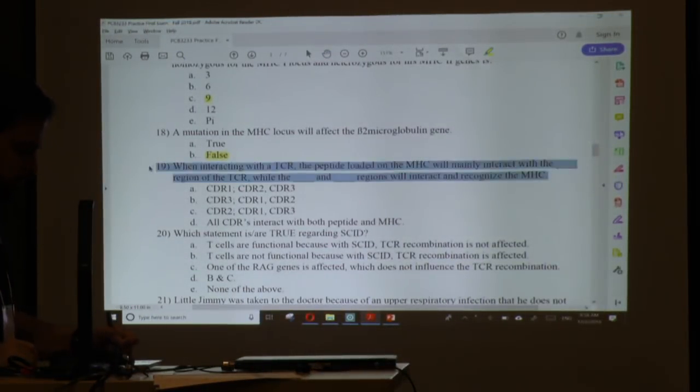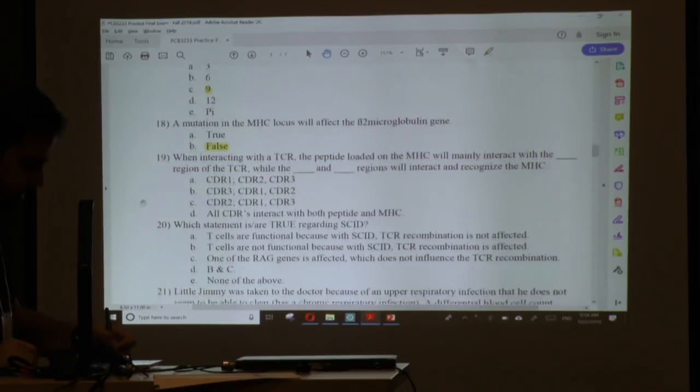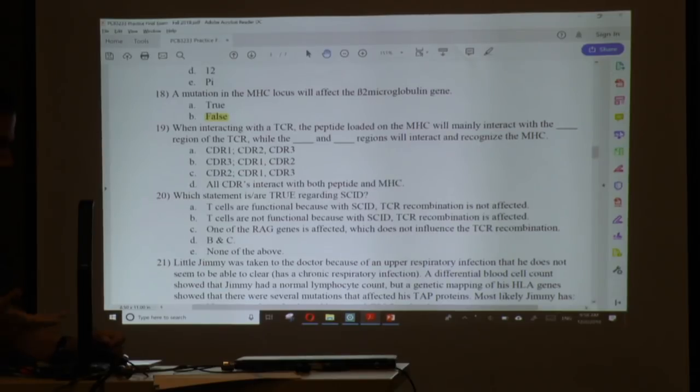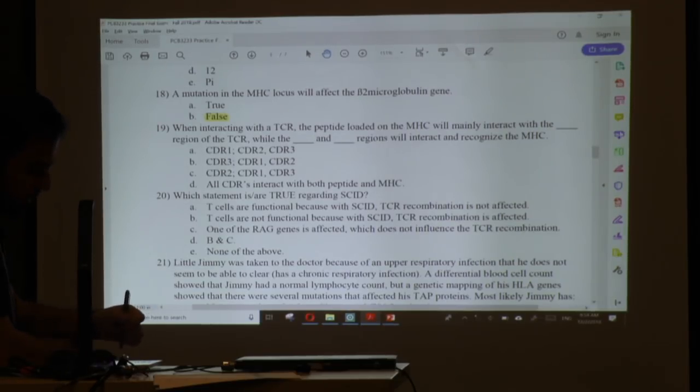That's just another question that's a little specific, but I think they're useful things to know that they might pop up. Hopefully they pop up and you already know it, right? So question 19 talks about the TCR and the MHC interacting. So I'll read it to you and then we can go over it really quick. When interacting with a TCR, the peptide loaded on the MHC will mainly interact with the blank region of the TCR, while the blank and blank regions will interact and recognize the MHC.